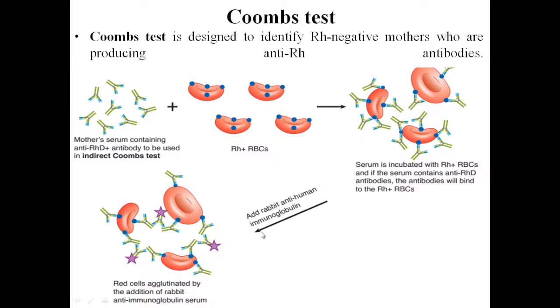This serum that is got from rabbit agglutinates or binds to mother's immunoglobulins, and just in this case we can see agglutination or clumping.